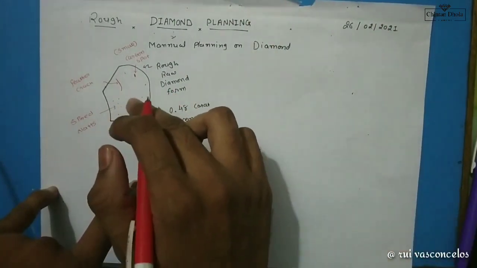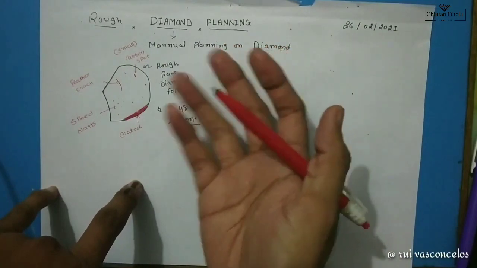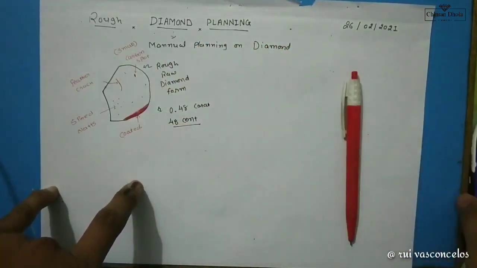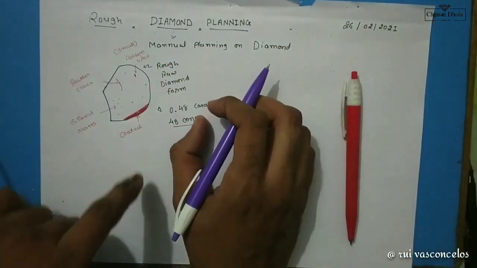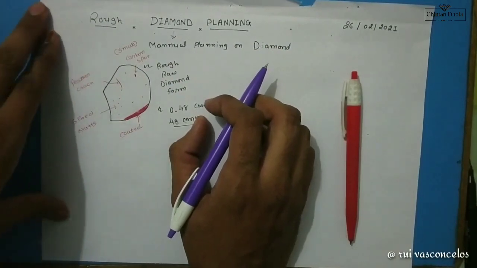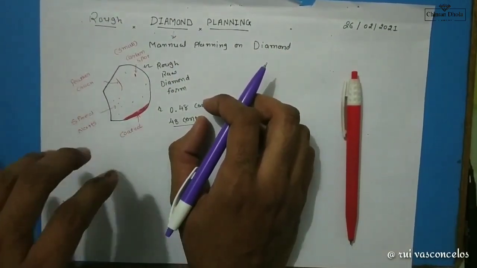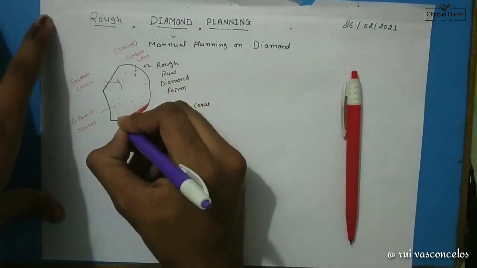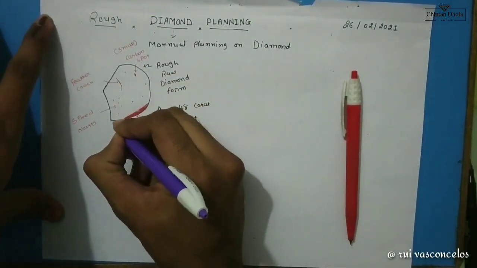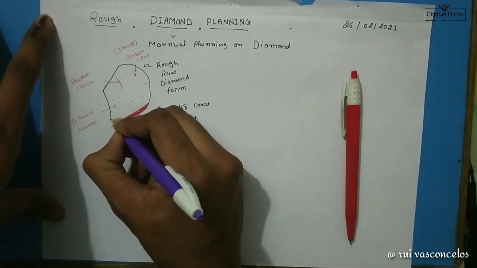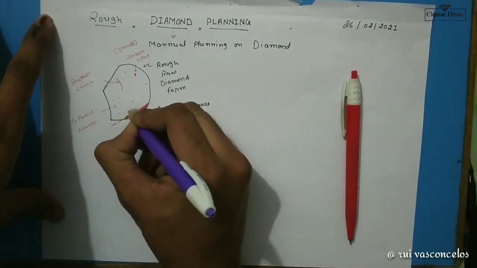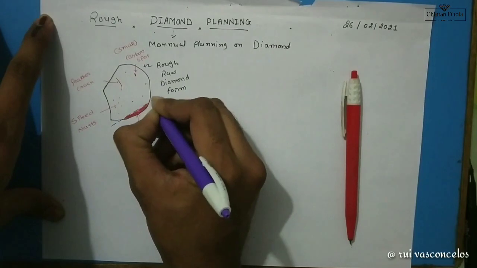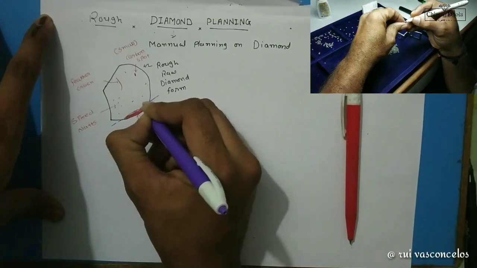Now we have to do some manual process on it. What is our first manual process? All the processes on this diamond are done manually. Firstly we have to remove this coated part. How can we do it? We can mark on it. We have to do this type of marking on that particular rough diamond.